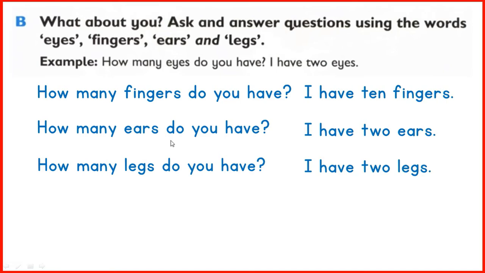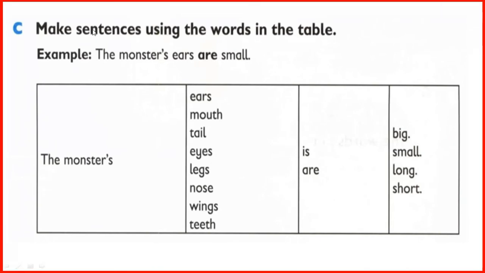Now comes the next question. C question. Make sentences using the words in the table. Yes, this is called a table. And where are the words? They are the words. And make sentences. You have to make sentences about the monster.